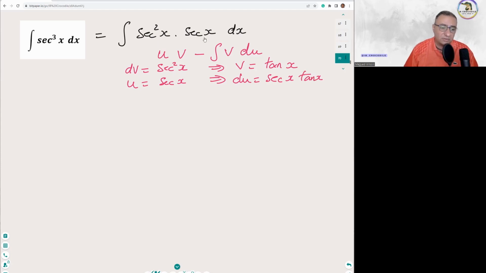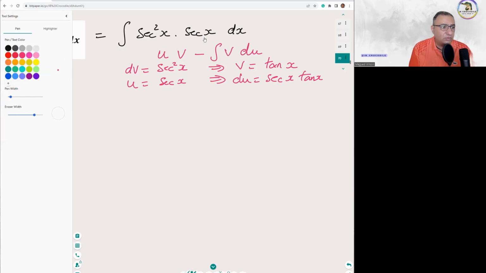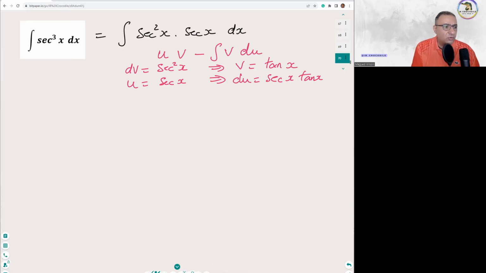And now let's substitute. I'm going to call this I. This is what we need to find. I, the integral, equals sec cubed of x.